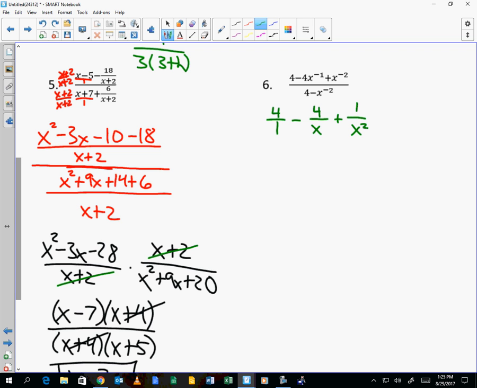Sometimes people want to actually move them to the top and the bottom. You can't do that due to the addition and the subtraction. So that's the numerator. That's the denominator.